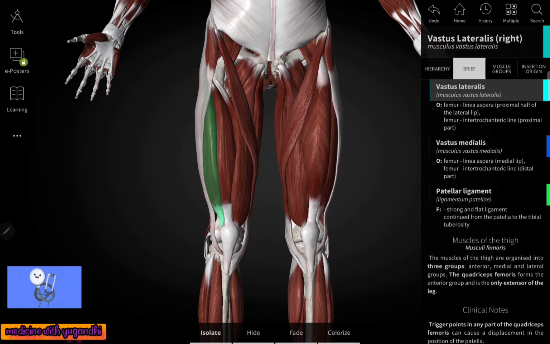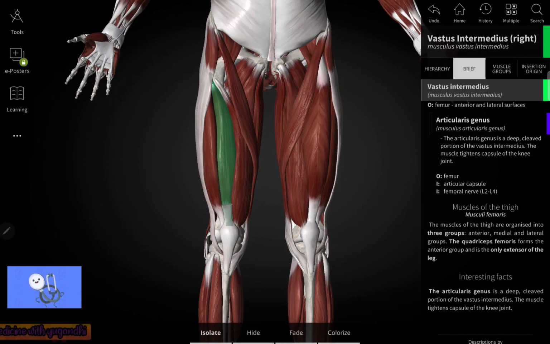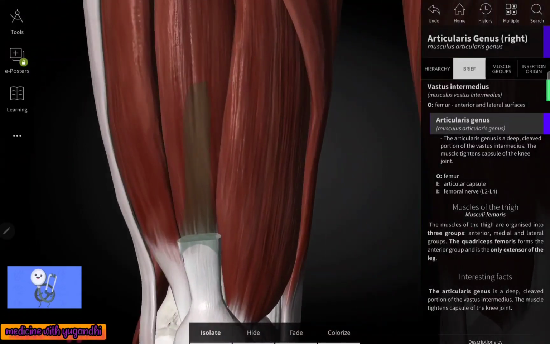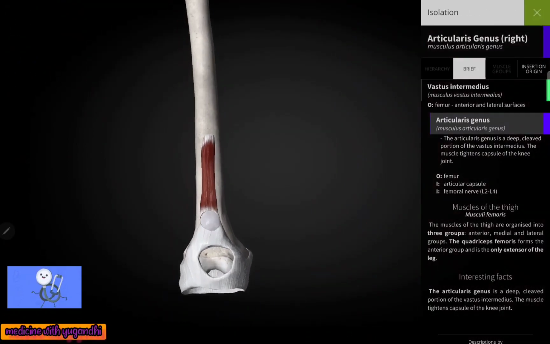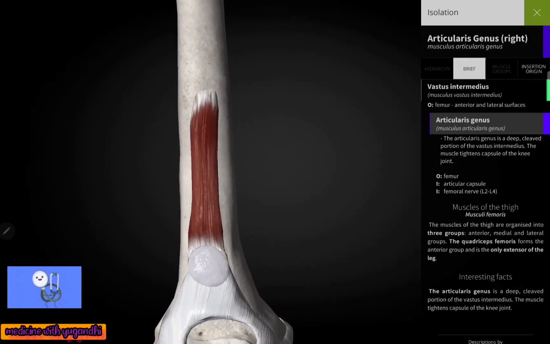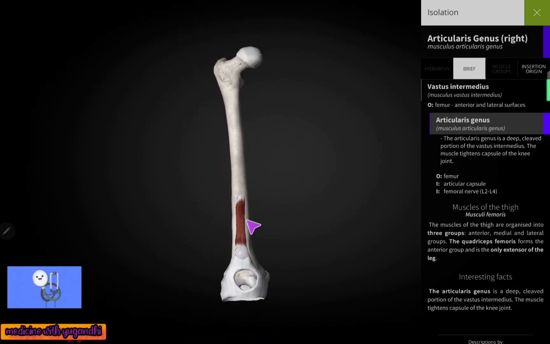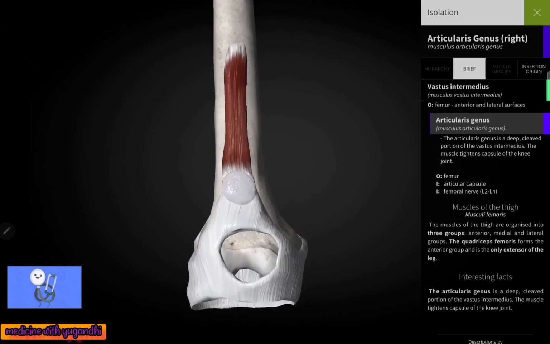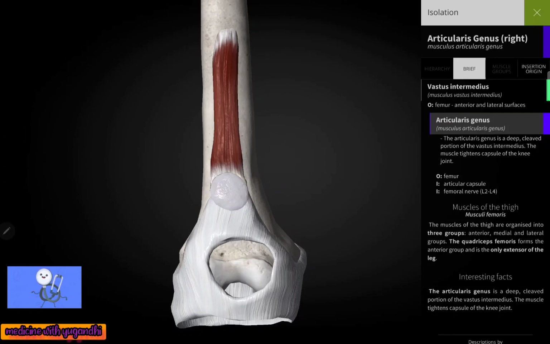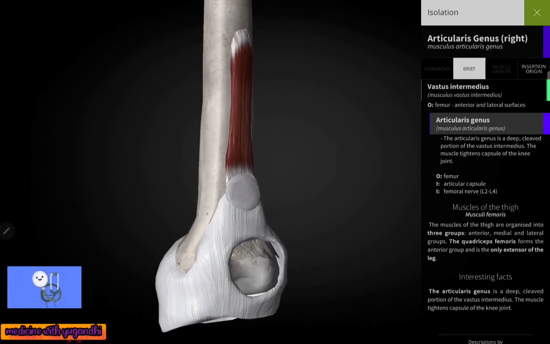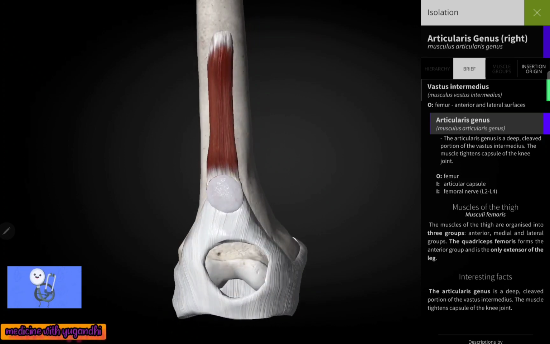There is another smaller muscle in the anterior compartment of the thigh. That is the articularis genu muscle. Here you can see this is the articularis genu muscle. Coming to its origin, it takes its origin from the anterior surface of the shaft of the femur, and it gets inserted into the suprapatellar bursa and also into the synovial membrane of the knee joint. So this is the origin and insertion of the articularis genu muscle.